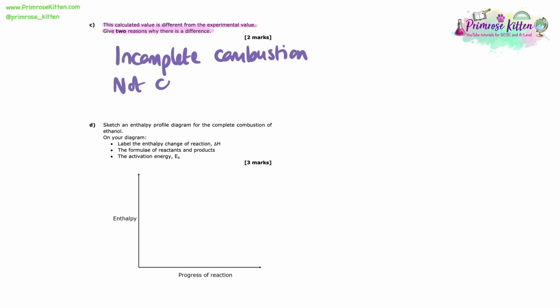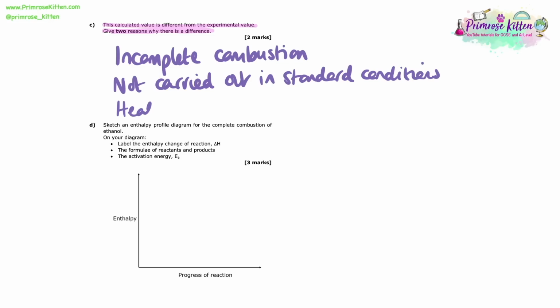So another possibility is that when this experiment was taking place, it wasn't actually carried out under standard conditions. Remember, we calculated the standard enthalpy change of combustion, which means that that is the standard value under standard conditions. Now, the final possibility for why the experimental value might be different to the calculated value is that some heat may be lost to the surroundings in an experiment. Now, this question only needed 2 reasons, so you can state any 2 of those.